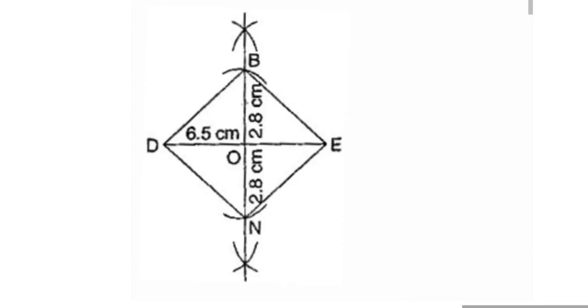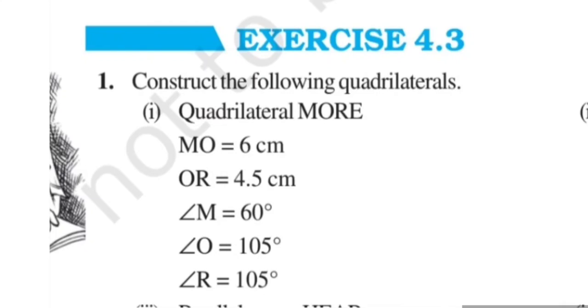Now scholars, see exercise 4.3, number 1. Construct the following quadrilaterals. The first one is quadrilateral MORE. Here MO is given 6 centimeter, OR is given 4.5 centimeter, angle M is given 60 degree, angle O is given 105 degree, and angle R is given 105 degree. So let's see the steps.